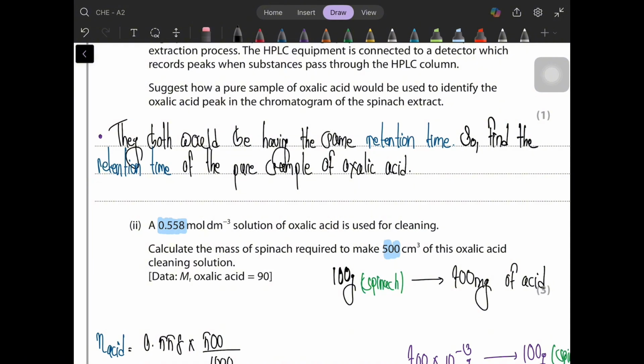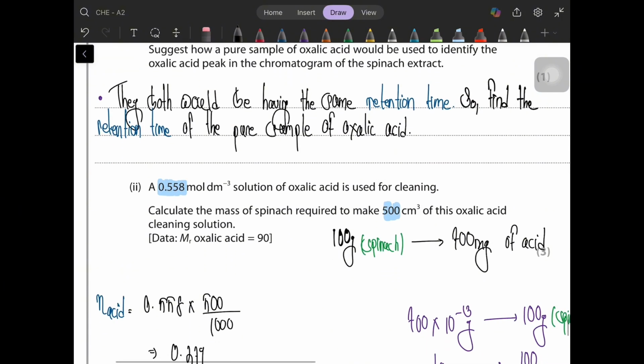A 0.558 mole per dm cube solution of oxalic acid is used for cleaning. Calculate the mass of spinach required to make 500 centimeter cube of oxalic acid. You have to find the mass, right? So first of all, you have the concentration and you have the Mr. Basically, what you're going to do is find out the moles first of all. So number of moles is going to be this concentration times this volume, right? And once you have the number of moles, you can easily find the mass, because number of moles is mass by Mr, and mass is going to be number of moles times Mr, and you have an Mr given as 90, right?